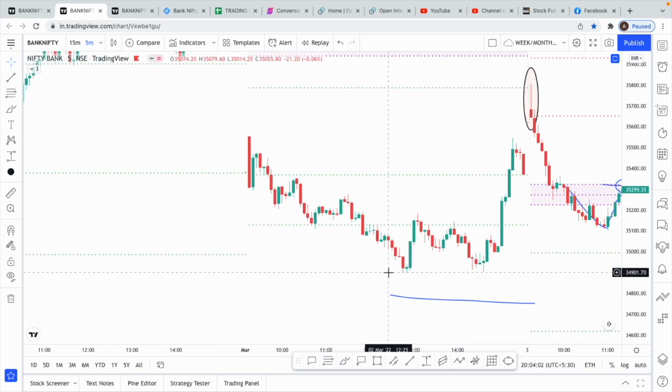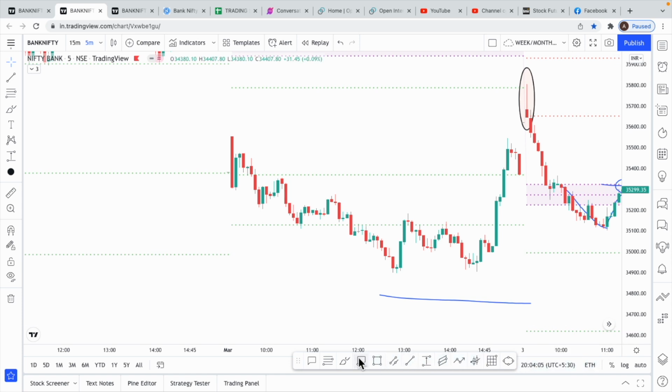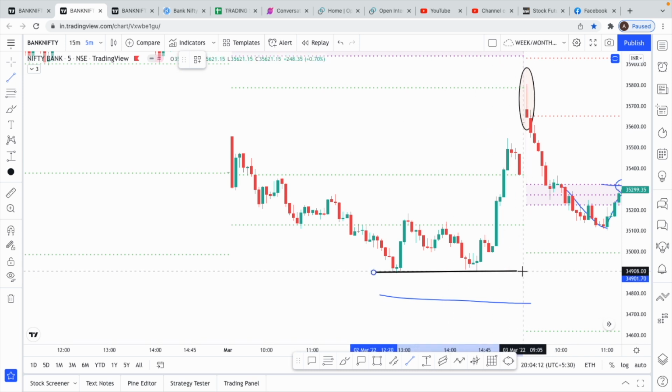See, again over here, now say the price came down. You will be seeing more about drawing support and resistance in the next video. The price took support here, okay?